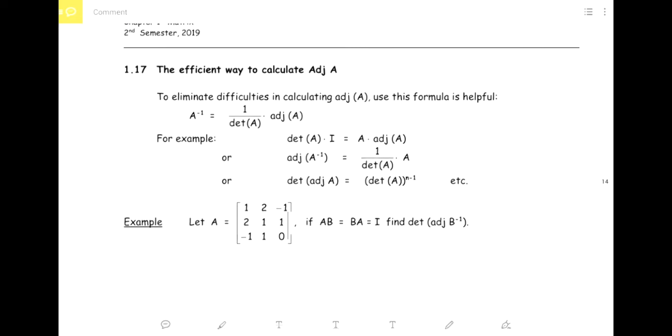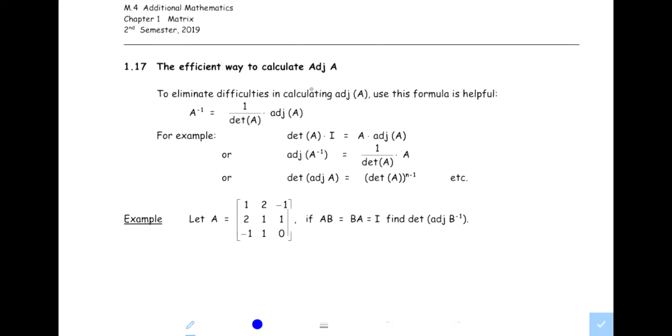Let's explain it. Sometimes, like in the exam, you will see this adjoint A a lot of times, and then when it comes to the determinant, it's not easy to find the determinant of adjoint A. I mean, it's not easy if you take the straight way, doing it directly without using any formula. It's so hard because you know what?